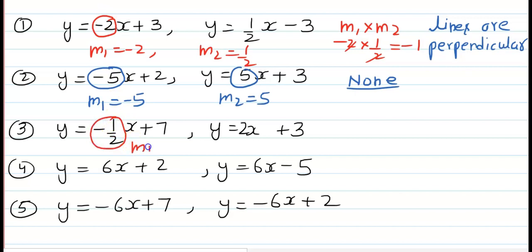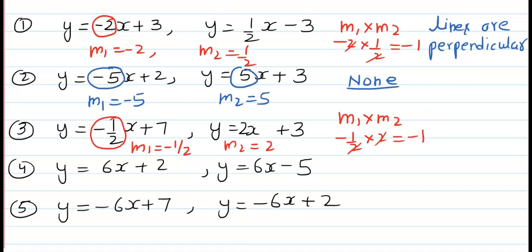Okay, here m1 is -half, m2 is 2. So they are not equal, but if you multiply, -half times 2, 2 and 2 cancel out, so you are getting -1. So the lines are perpendicular. Okay, so the lines are perpendicular.